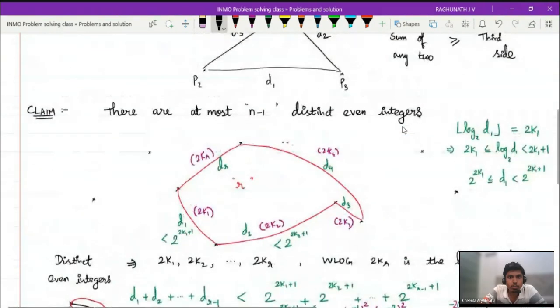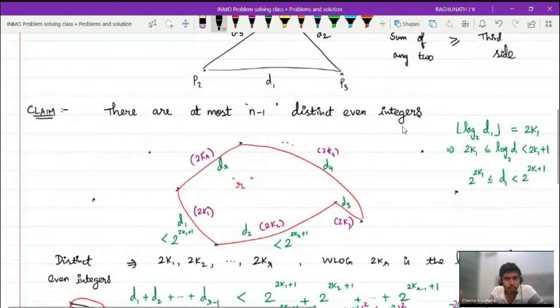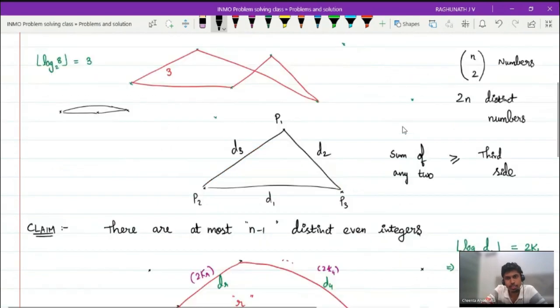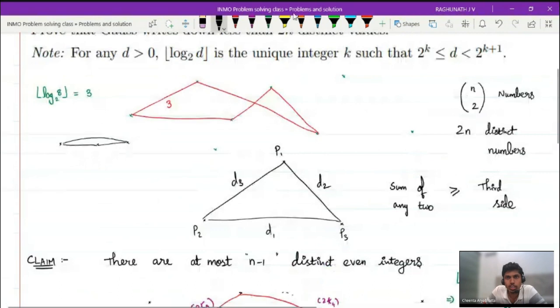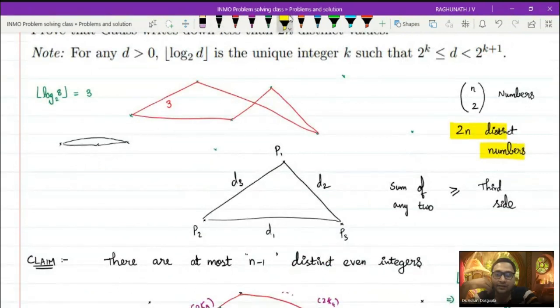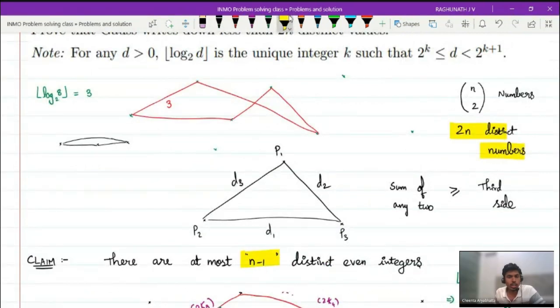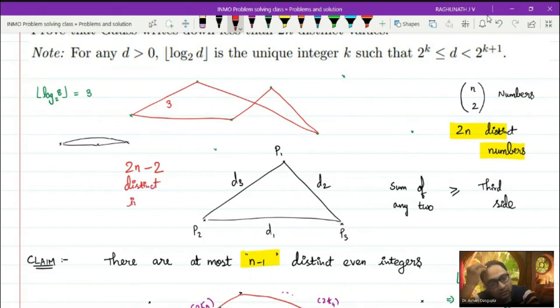Now we see that there are at most n minus 1 distinct even integers and n minus 1 distinct odd integers that Gauss writes down. Then that's all, right? We are only supposed to prove that 2n distinct integers are there, and Gauss can write down only at most n minus 1 even and n minus 1 odd. So in total, he can write at most 2n minus 2 distinct integers, which is less than 2n.